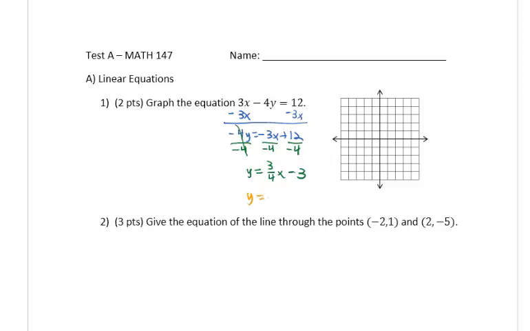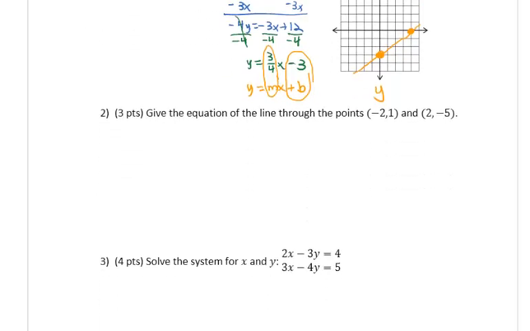And if I think about y equals mx plus b, my y-intercept is at negative 3 on the y-axis. And then my slope is 3/4, so I'm going to rise 3 and run 4 to get my next point. And then we just have to connect the dots to get our line.